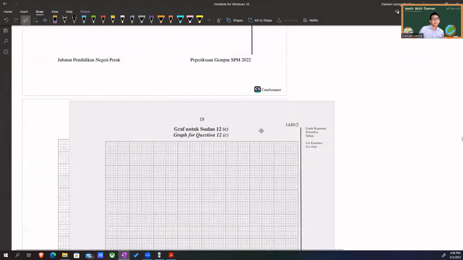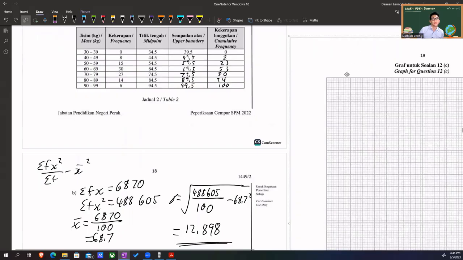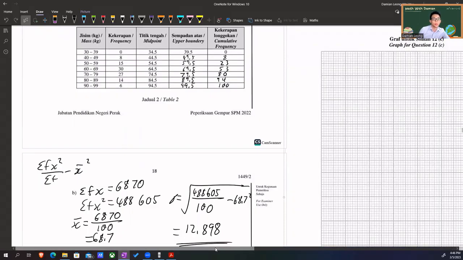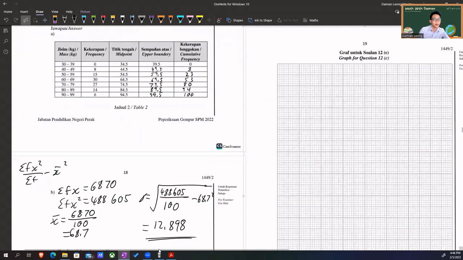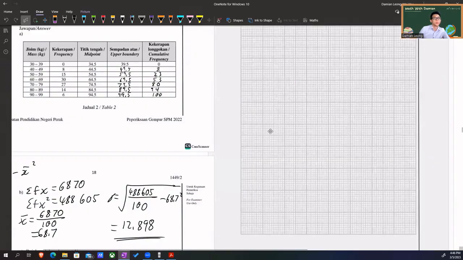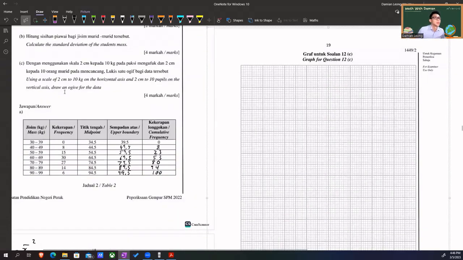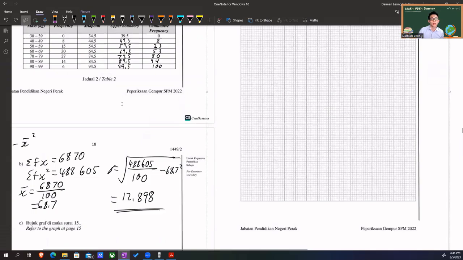For part C, I want to draw the graph. So drawing the graph is based on this. I want upper boundary and cumulative frequency. It's based on the answers in part A. From the question, it gives you the scale, 2 cm to 10 kg on the horizontal axis, 2 cm to 10 pupils on the vertical axis. So draw the ogive.